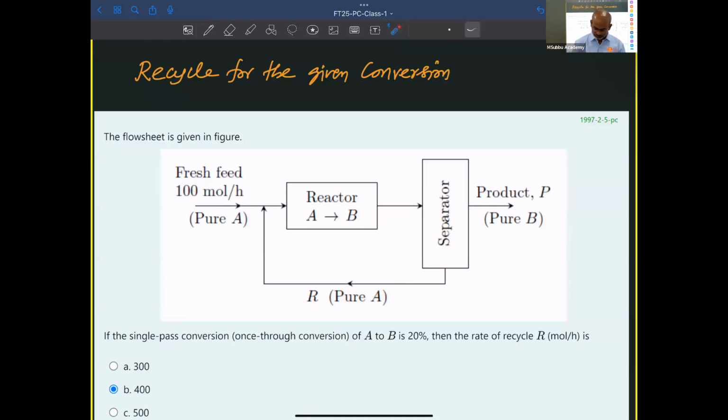Or how to bring that to a stable state is part of our process control course. But again, that will take time. So we can solve them, but let us now concentrate only on the steady state.